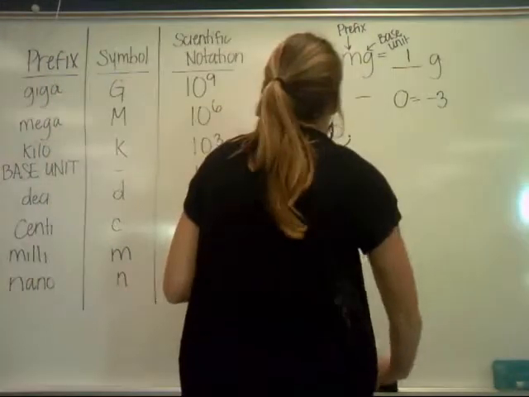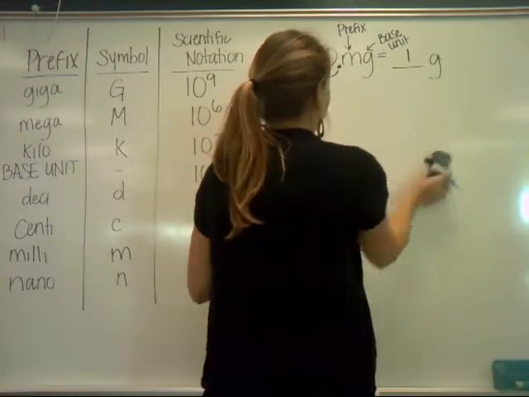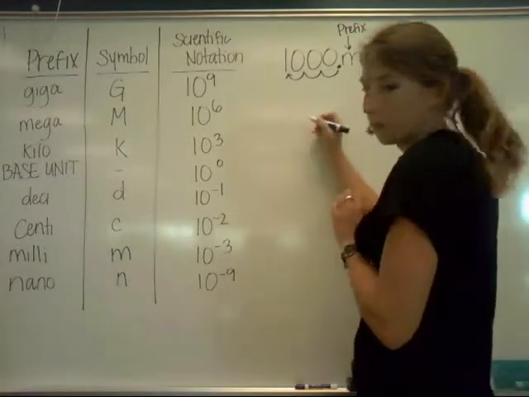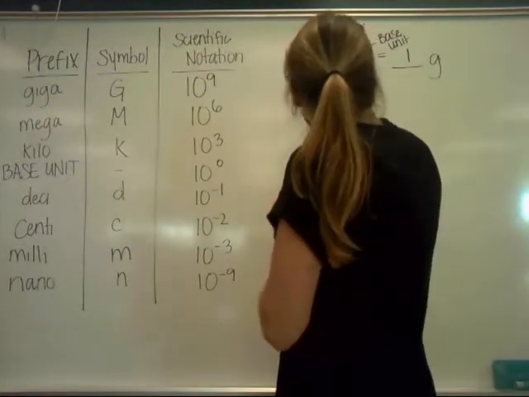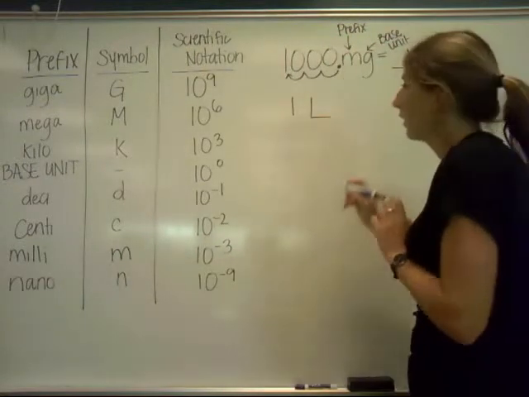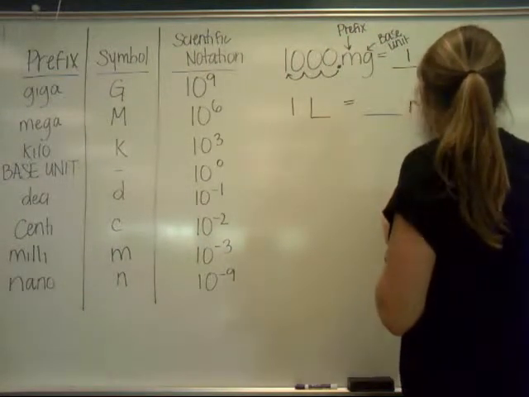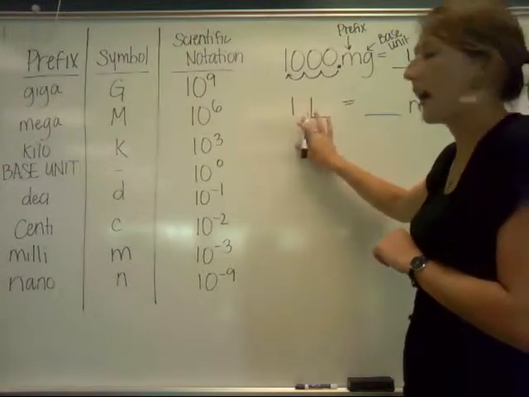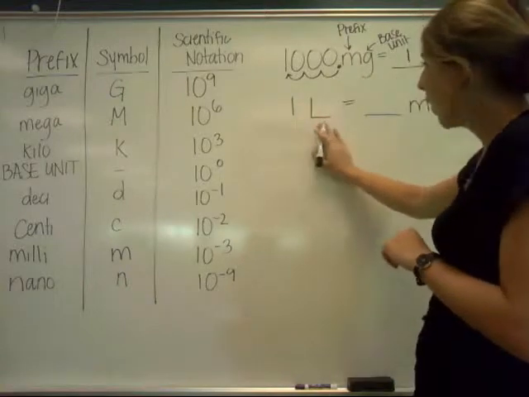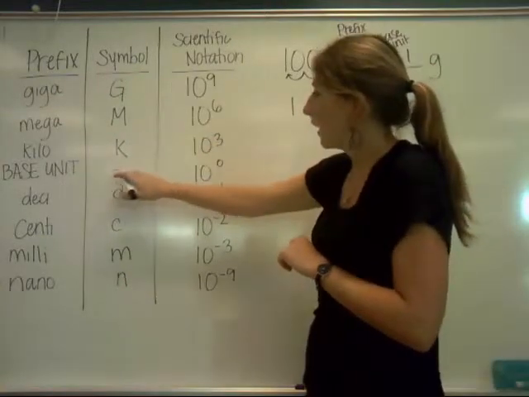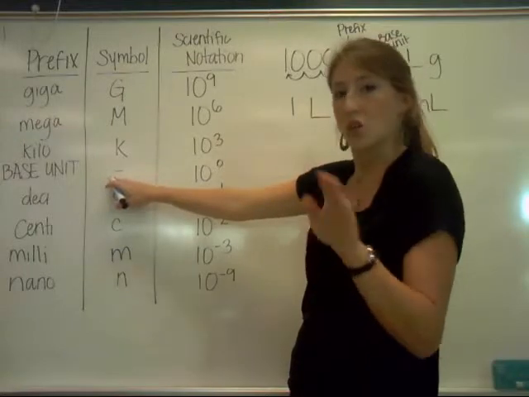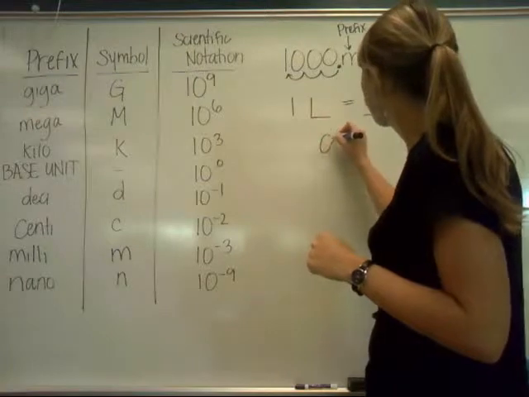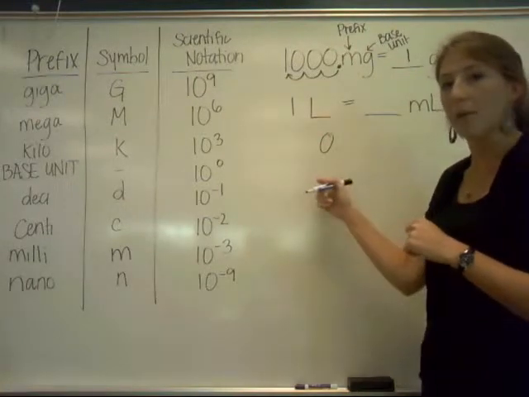Okay, let's try a different problem. This time, let's do 1 liter, and I want to know how many milliliters. If I look at liter, liter does not have a prefix. There's only 1 letter here. So I go over here, I go to the dash. There's no letter, so it must be my base unit. So it must be 0. Okay? I'm going from 0.